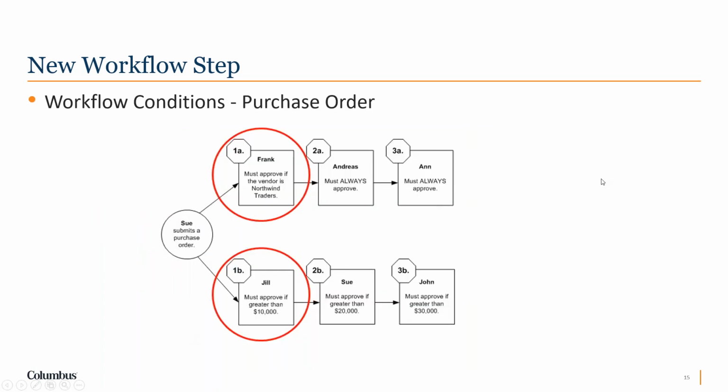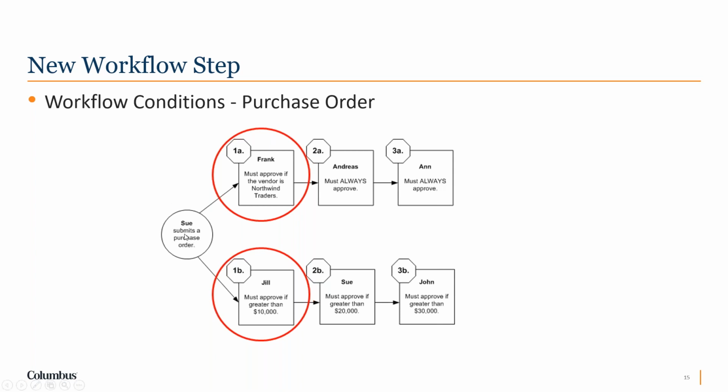Here's a sample of kind of what you could do with a purchase order. Like in this case, it can go in two directions. Any PO for Northwood Traders must go to Frank first in this particular section. And then it goes on to Andreas and Anne.